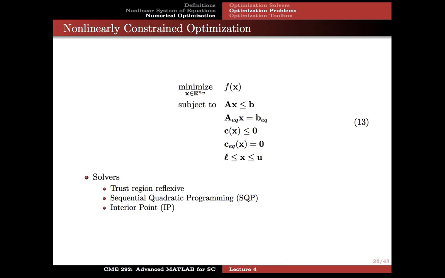The first is a trust region reflective method. We can also use sequential quadratic programming, which is called the SQP technique. So we'll see that all these algorithms behind the scenes are solving a sequence of simpler optimization problems, such as QPs in this case. Another potential method would be the interior point solver.